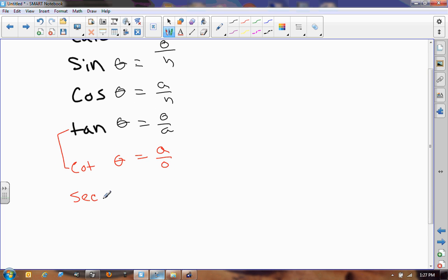Secant, abbreviated SEC, is the opposite of cosine. So cosine is A over H, the opposite is H over A.